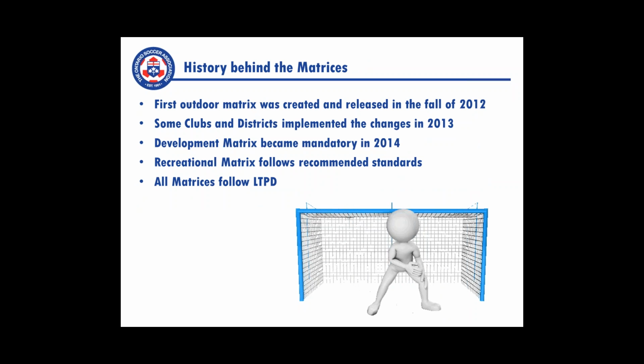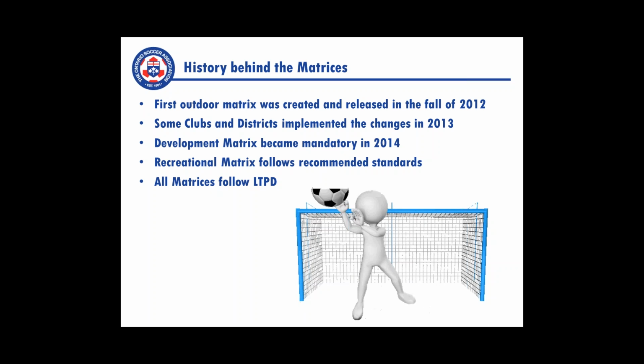There's a bit of history behind the matrices, and I've explained a little bit about that. The first matrix was created, as I mentioned, by the Technical Advisory Council of the OSA back in the fall of 2012, and then shortly after that was implemented. Some clubs and districts were a little bit ahead of the curve and made the changes in 2013, and then the development matrix became mandatory in April of 2014 for clubs involved in development programming. The recreational matrix, as we've mentioned previously, is a series of best standards or best practices that we'd like recreational programs within their clubs to follow. It's what we feel is best for the development of the young players. So that's a bit of the history behind the matrices, where they came from. The matrices now are updated by the Technical Advisory Council and technical staff at the OSA and approved by the Executive Director of the Ontario Soccer Association.